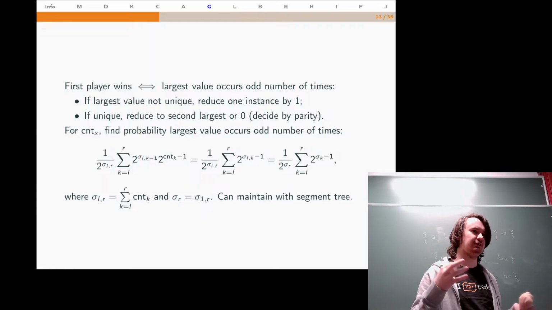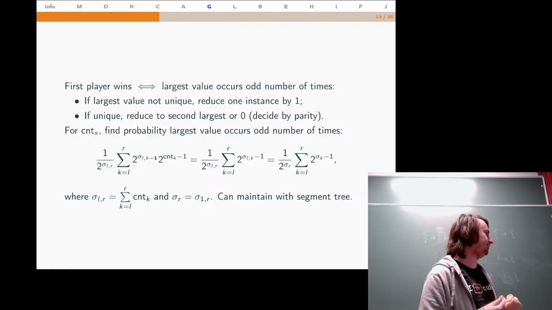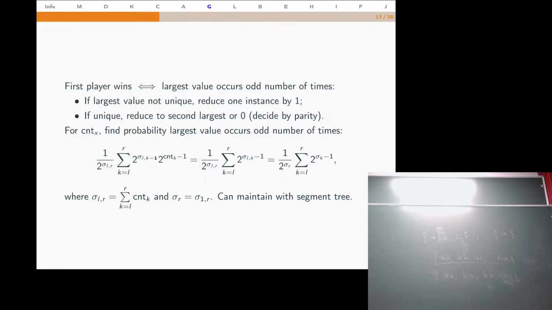To reason about the probability, we need to divide everything by 2 to the power of the sum of total counts. So this is just divided evenly over all subsets of the interval of interest. Basically, for every element, we independently choose whether we pick this element or not, and we need to pick the odd subset.